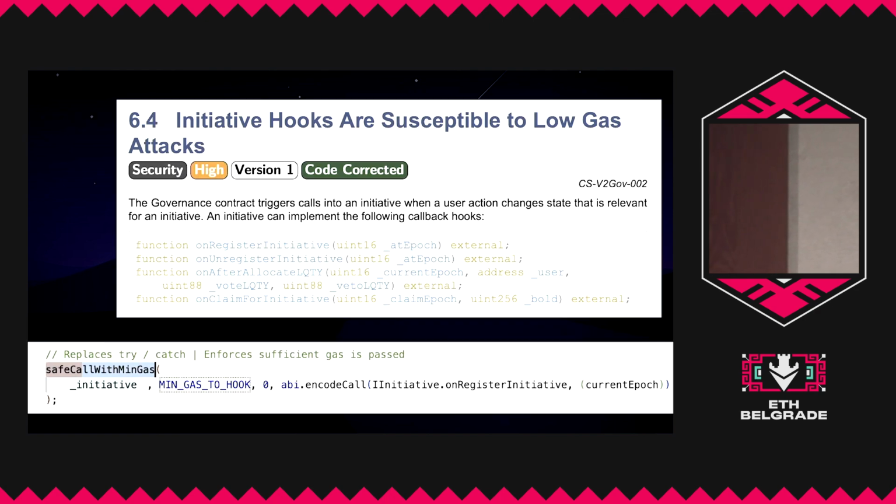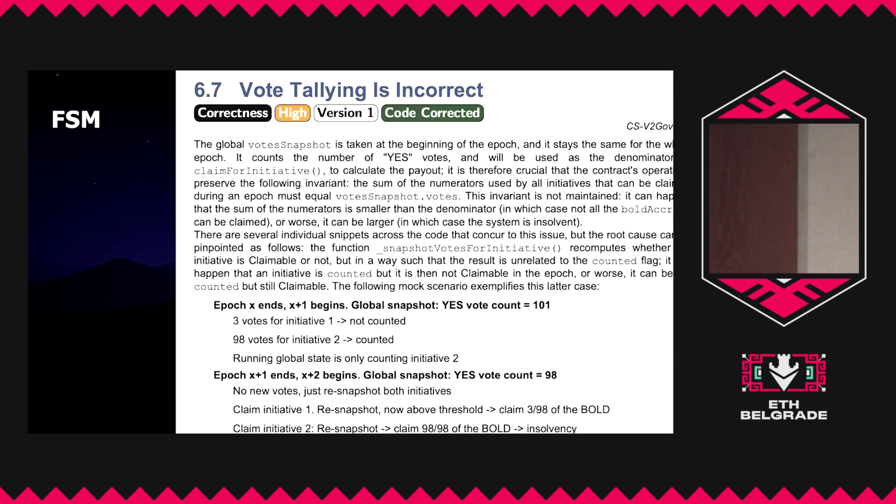We also have this quirky bug. The solution is inspired by some of the work I did in various contests for Optimism. We basically took their Optimism library for safe call with min gas, and made it so that an initiative couldn't grief by burning all the gas, which is just a cool bug. And so we were presented with quite a few.